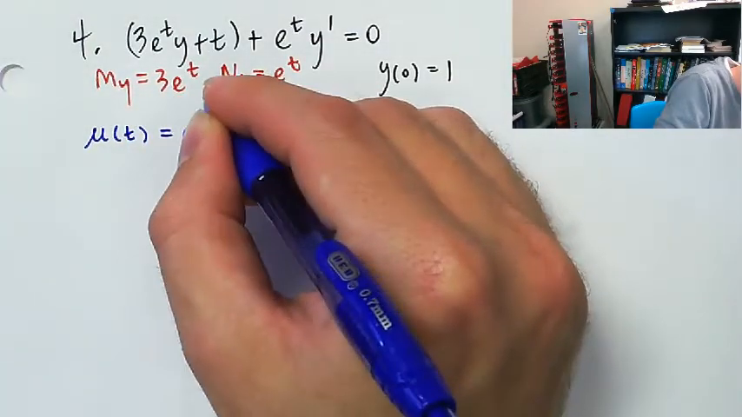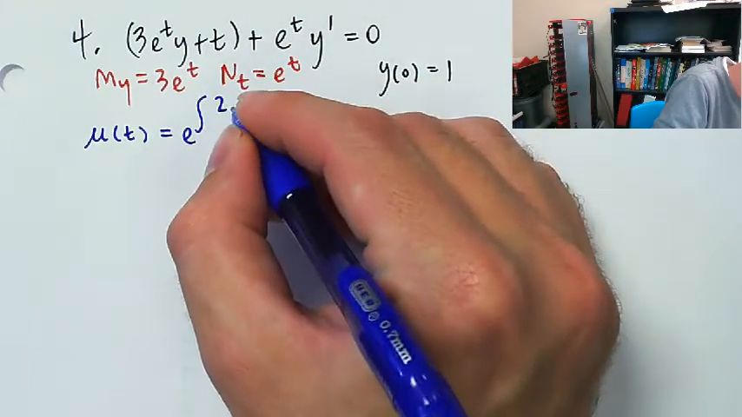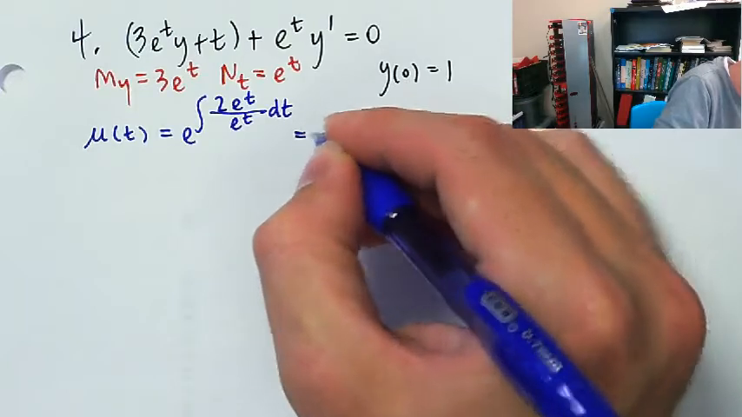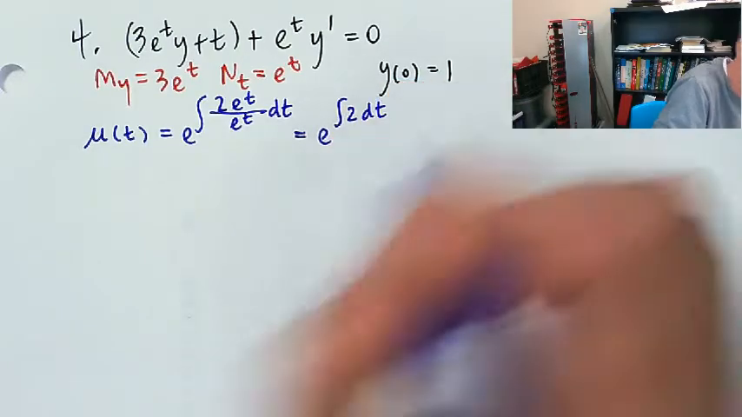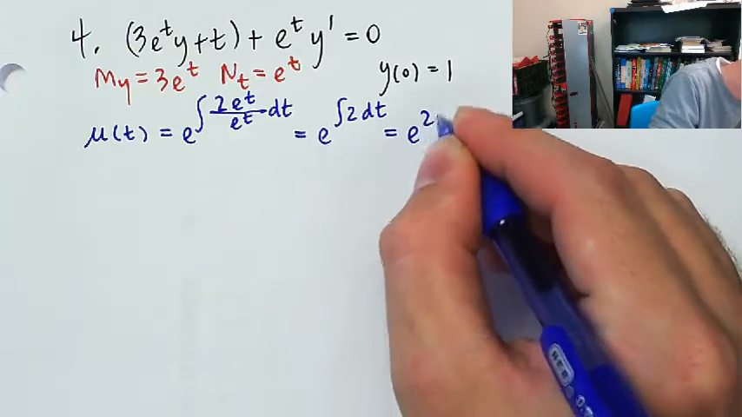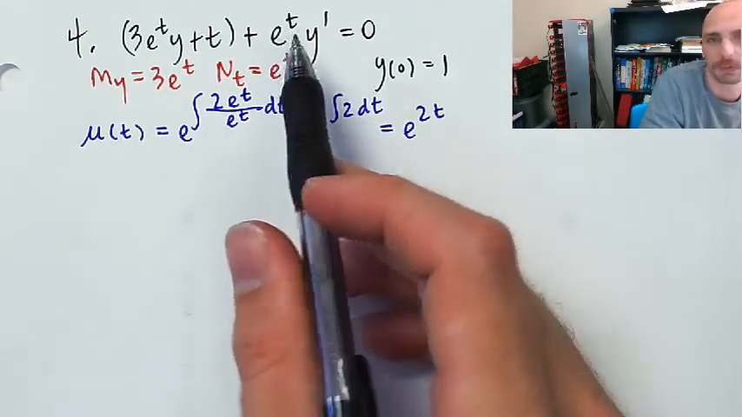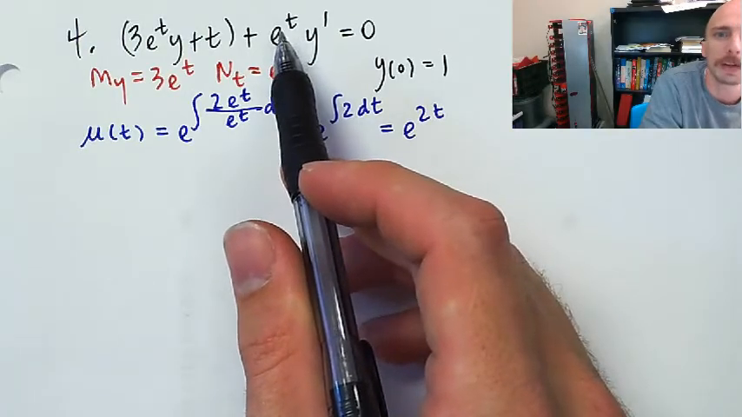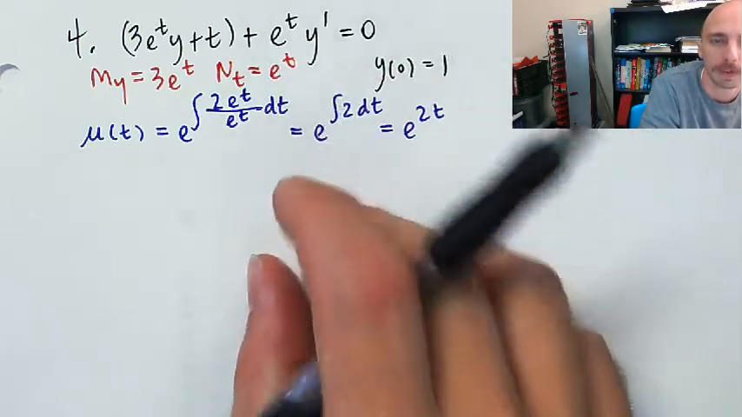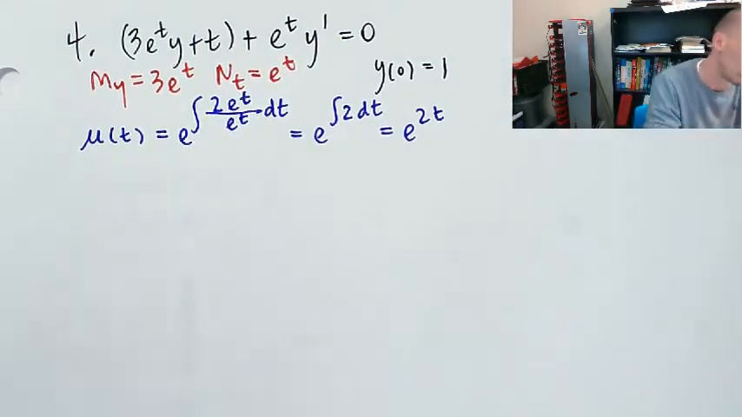So what I'm thinking is, I'm going to use the mu of t, and that's going to be e to the antiderivative of my M minus N(t), which is 3e to the t minus e to the t, is 2e to the t, divided by N, with respect to t. Okay, this is e to the antiderivative of 2 dt. Okay, so that's e to the 2t. Okay. So I'm going to multiply both sides by this. Now, I'm just remind you, e to the 2t times e to the t, that's going to be e to the 3 total powers of t, right? Because we're multiplying two things with the same base and different exponents, we're going to add the exponent. So I'll have 2t plus an additional t is 3 total t's in the exponent of e.